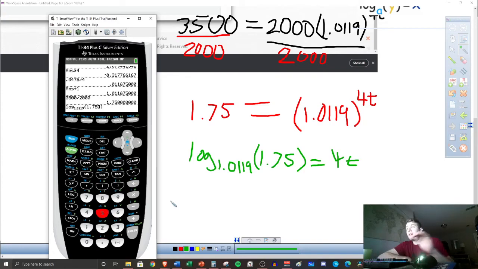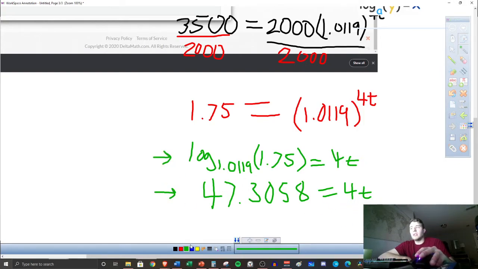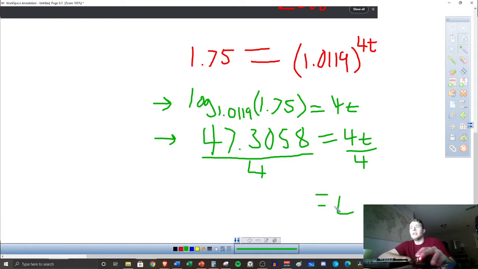We want it to be 1.75 in there. Hit enter. And we get 47, and I'm going to round that again to 4 places. So 47.3058 equals 4t. Now we just need to solve this for t. So what do we do? We divide by 4 from both sides to get t by itself. So that gets us t on the right.